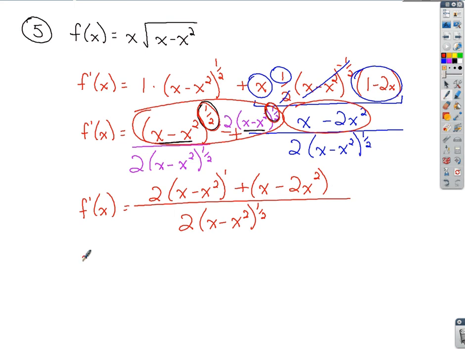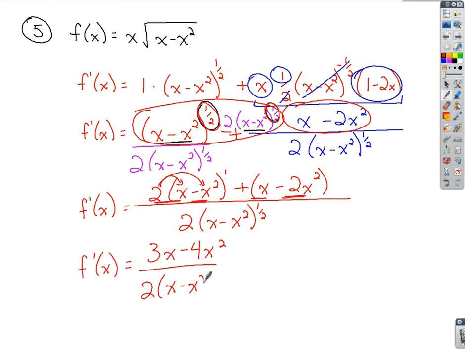As we go down now and clean this up a little bit further, let's see. If I distribute this 2 through and look to collect some like terms, I would have a 2x and an x I could put together, so 3x. And I would have a negative 2x squared and a negative 2x squared I could put together as negative 4x squared, all over the 2 times the quantity x minus x squared raised to the 1/2. So there is my simplified derivative finally, which I'm now going to use to help me find some critical numbers.